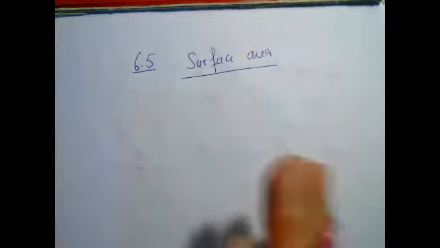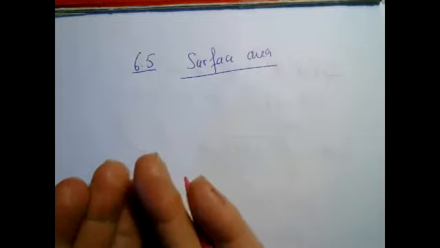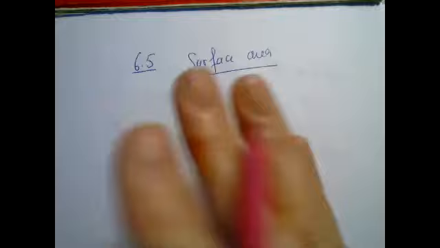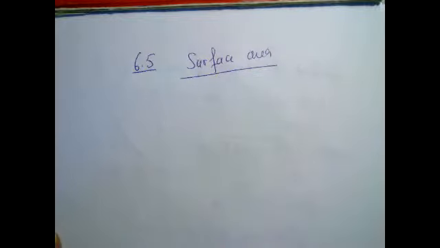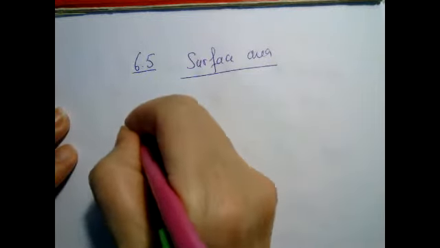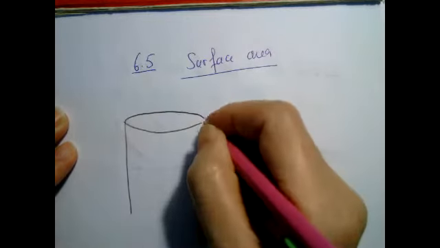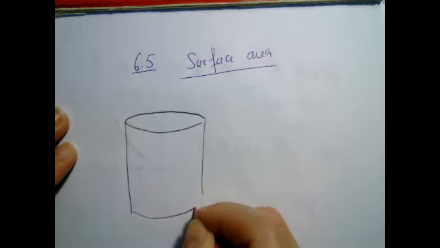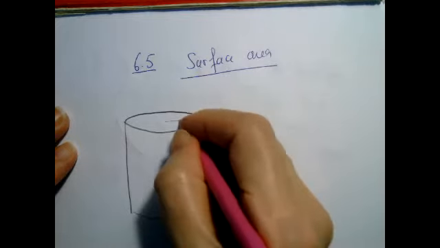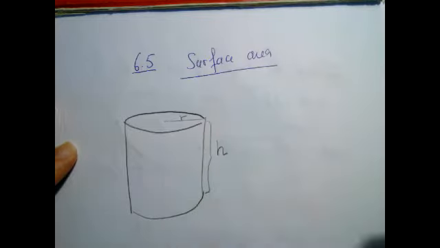Surface area is nothing more than the area of the outer layer of an object. So for example, if I have a simple cylinder, not a shell anymore, just a cylinder, that's R, and that's the height. So what is the surface area of a cylinder? What do we mean by that?